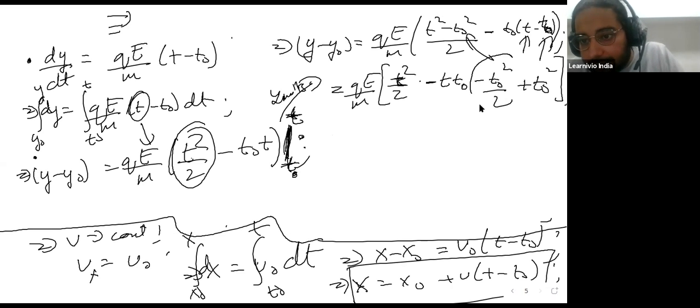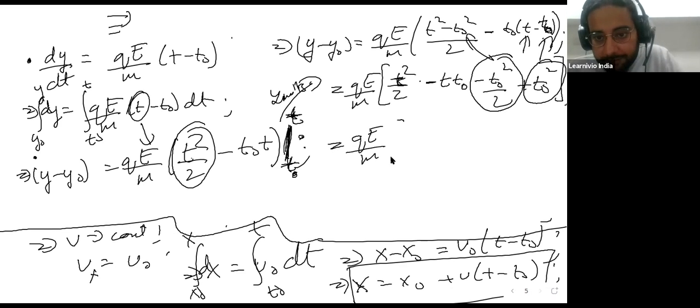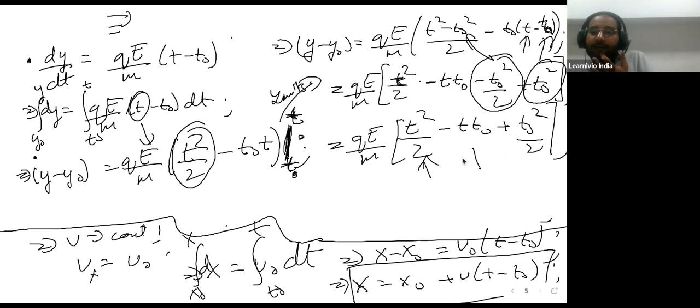Now see what is here. This is a minus t naught square over 2. See what is here. This is a t naught square. So if you add them, that's just t naught square over 2. Nice to see when things work out nicely. So you'll have t square over 2 minus t naught plus t naught square over 2. Now you have a quadratic term and a linear term. This is your quadratic term. This is your linear term.